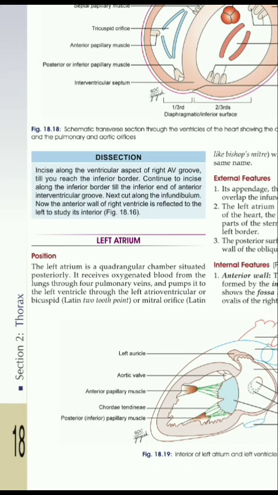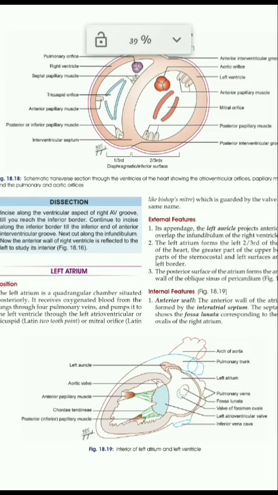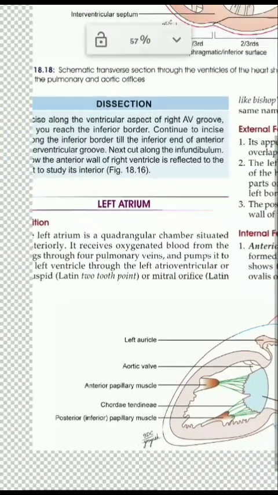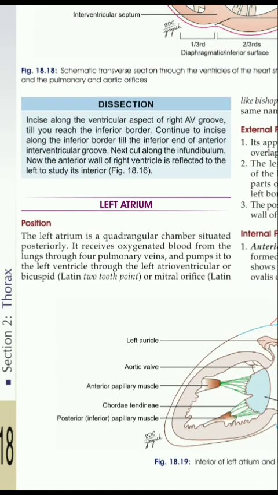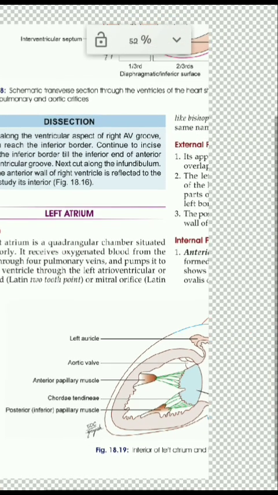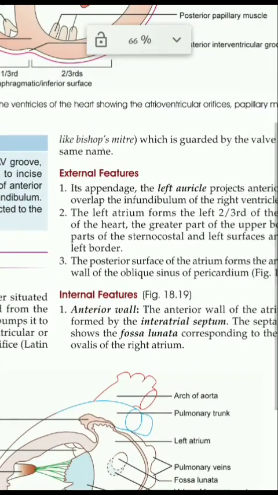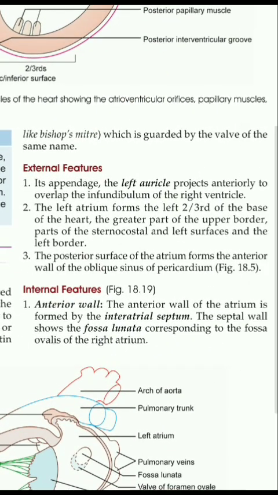Left atrium is a quadrangular chamber situated posteriorly. Quadrangular chamber means it has four angles. It receives oxygenated blood from the lungs through four pulmonary veins and pumps it to the left ventricle through the left atrioventricular or bicuspid or mitral orifice, like a bishop's mitre, which is guarded by the valve of the same name.